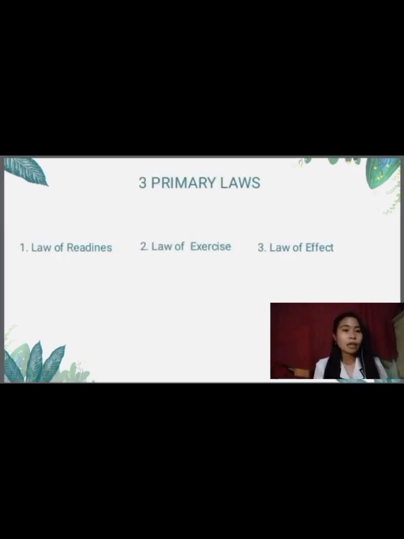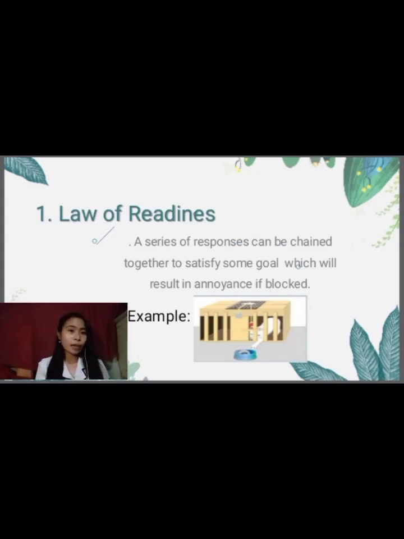According to Edward Thorndike, these laws were originally the outgrowth of experiments in the field of animal psychology. But unfortunately, because of the lack of human subjects, it ended up in animal psychology. Because during that time there were no people who wanted to volunteer or participate in his experiment about connectivism. So now let's discuss the three primary laws. First is the law of readiness.